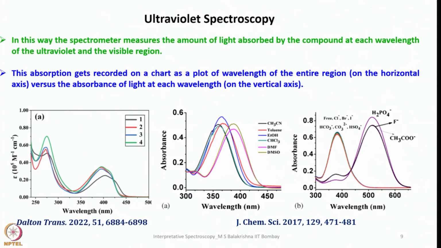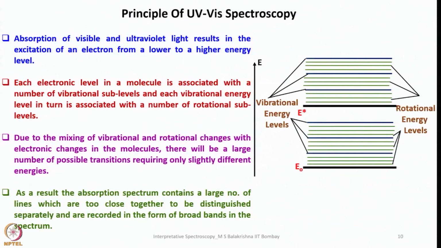The absorption gets recorded in a chart as a plot of wavelength of the entire region on the horizontal axis versus the absorbance of light at each wavelength on the vertical axis, that is the y axis. So this is how a typical UV visible spectrum would look. So what is the principle involved in UV visible spectroscopy?